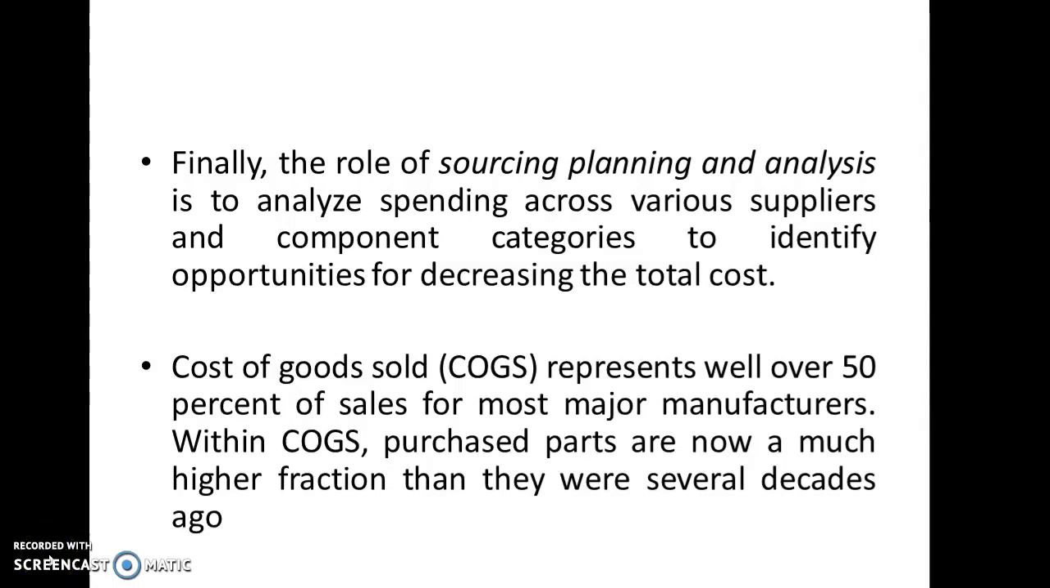The final step in the sourcing process is sourcing planning and analysis. It is to analyze spending across various suppliers and component categories to identify opportunities for decreasing the total cost. The sourcing process does not end with the procurement. The final step, sourcing planning and analysis, is very important because we need to analyze how much we spend for various suppliers for different components. The use of this step is to identify whether there is any chance or opportunity for decreasing the total cost. Then only the company can compete with other companies in terms of cost. It is providing products at a lower cost.